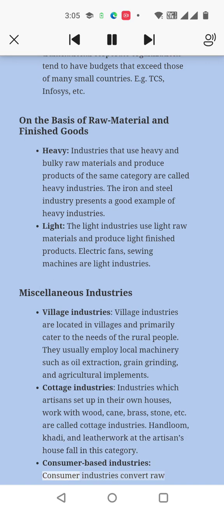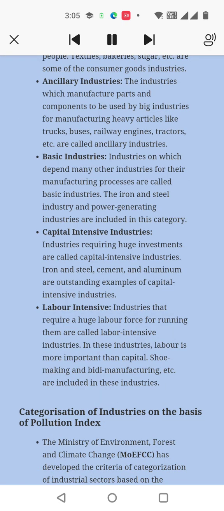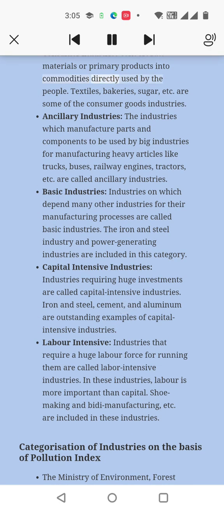Consumer-based industries. Consumer industries convert raw materials or primary products into commodities directly used by the people. Textiles, bakeries, sugar, etc. are some of the consumer goods industries. Ancillary industries. The industries which manufacture parts and components to be used by big industries for manufacturing heavy articles like trucks, buses, railway engines, tractors, etc. are called ancillary industries. Basic industries. Industries on which depend many other industries for their manufacturing processes are called basic industries. The iron and steel industry and power generating industries are included in this category.